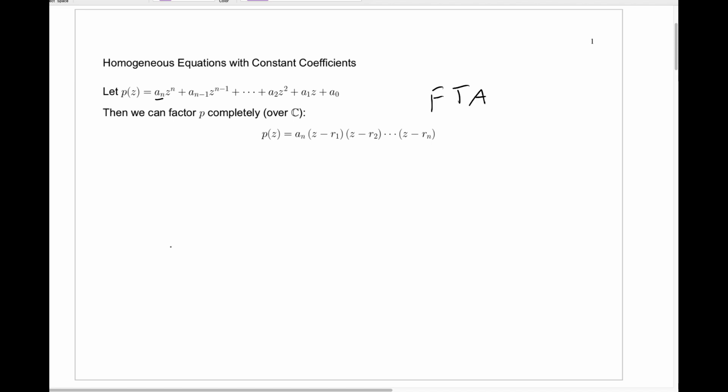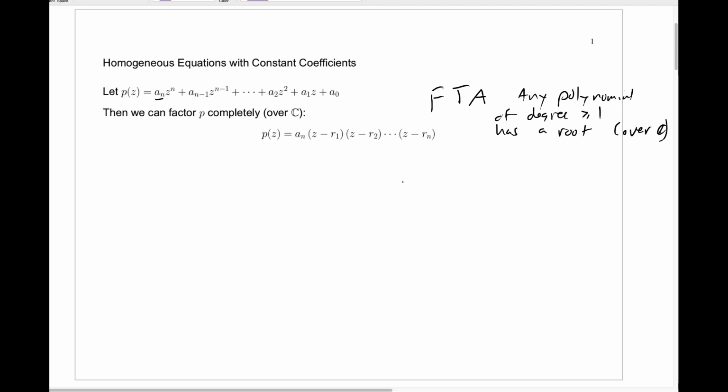Now, we've already talked about the fundamental theorem of algebra, what I'll just write as the FTA, the fundamental theorem of algebra, that says any polynomial of degree greater than or equal to 1, so any non-constant polynomial, has a root. This is over the complex numbers, a root over C. And the consequences of this are enormous.